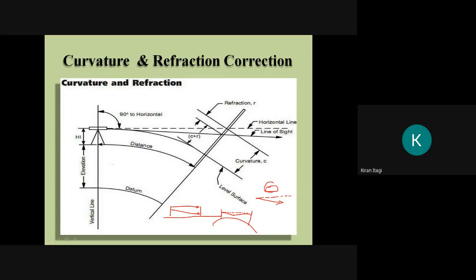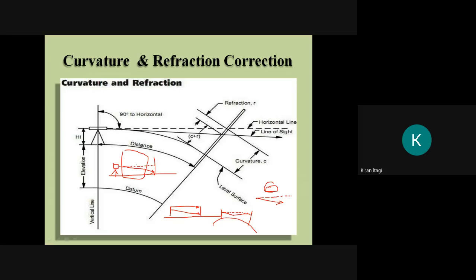Refraction effect means, see here I have kept my instrument. Here there is a star, and you see the gap here. Here it is an air medium. So when you see the rays, they may get refracted by some angle, so we won't get the actual reading.